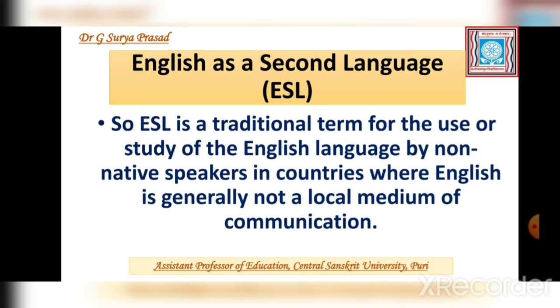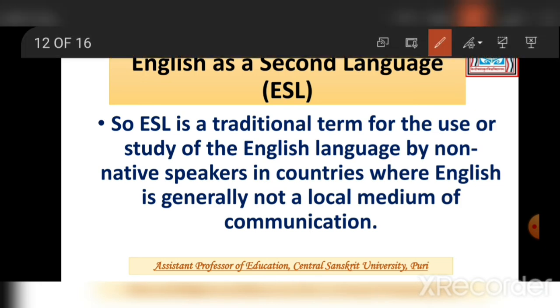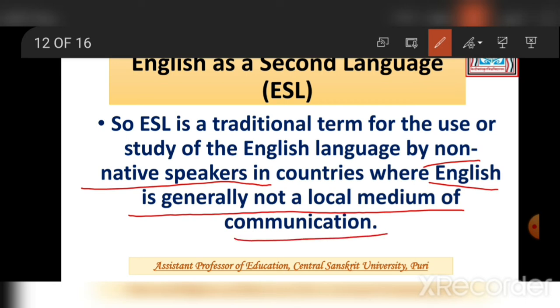So ESL is a traditional term for the use or study of English by non-native speakers in countries where English is generally not a local medium of communication. So ESL countries are such countries where people are non-native speakers of English and English is not generally a local medium of communication.